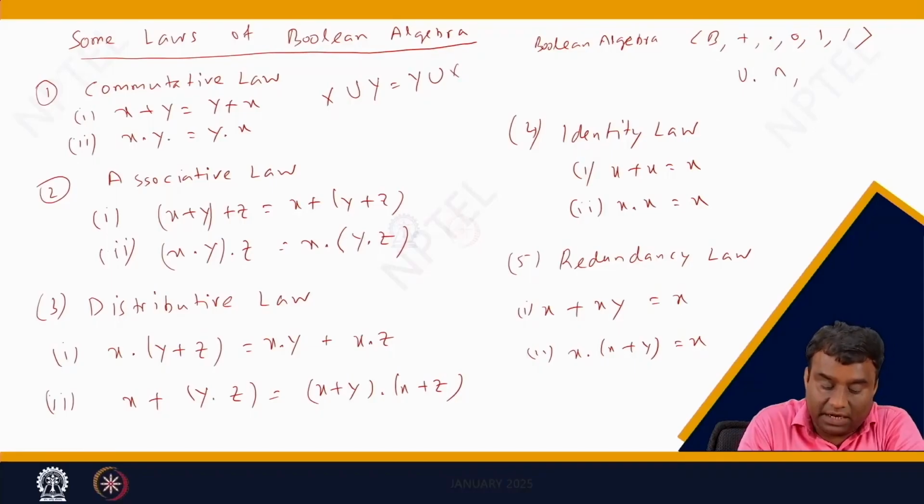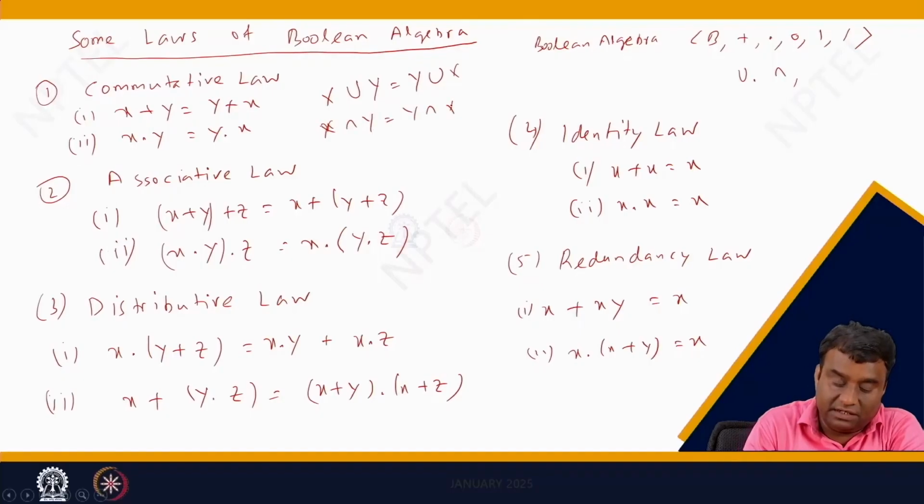Similarly, x dot y means x intersection y, which is equal to y intersection x. Similarly, this is the associative law: x plus (y plus z) equals (x plus y) plus z. If you replace the plus by dots, you will get x dot (y dot z) equals (x dot y) dot z. Some distributive law: x dot (y plus z) is x dot y plus x dot z. It is the same thing like that.